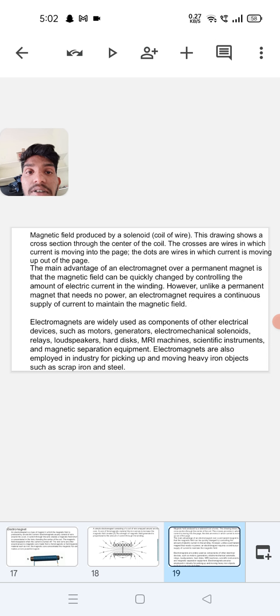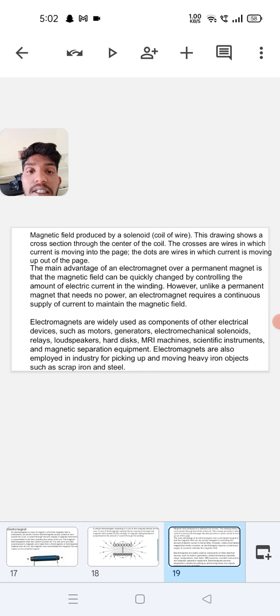Magnetic field produced by a solenoid coil of wire. The drawing shows a cross section through the center of the coil. The crosses are wires in which current is moving into the page. The dots are wires in which current is moving out of the page.